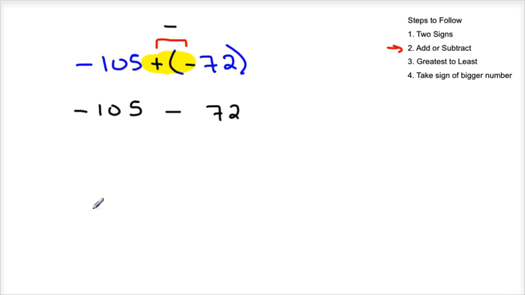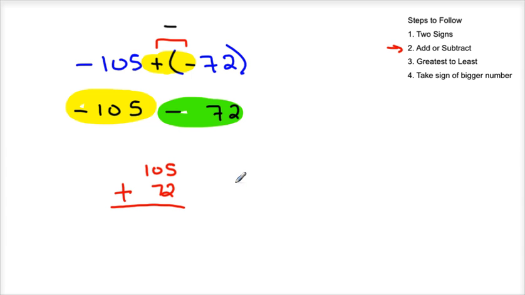Do I add or subtract these? Well, this is negative 105. This is negative 72. Do they have the same sign or opposite signs? They have the same sign, so I'm going to add these 2 numbers. And again, put my numbers in order from greatest to least. 7, 7, 1. They're both negative. The 105 is bigger. I'm going to take that negative sign, so it becomes negative 177.